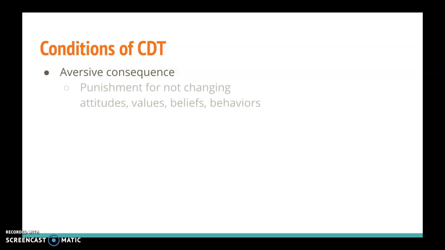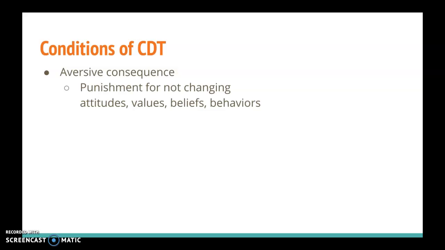If we are using cognitive dissonance theory as a persuasive method, there are three necessary conditions that need to be met in order for cognitive dissonance theory to work in persuasion. The first of these is that there should be some kind of aversive consequence to not changing. So the audience needs to believe that there is some kind of punishment that will happen to them if they don't change their attitudes, values, beliefs, or behaviors.